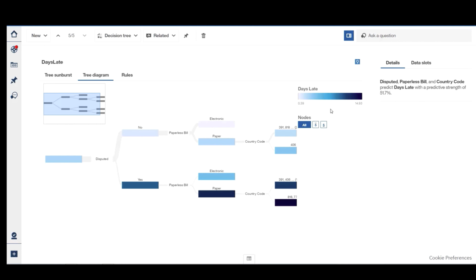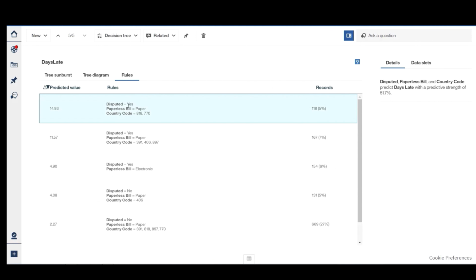So as I go in, I'm going to now look further at my decision tree here. I can see all of the relationships that are going on, but I can also see the rules behind it. As I look at that decision tree and see all the factors that are influencing my days late, I need to understand the rules and the predictive capabilities of the data that I'm working with.